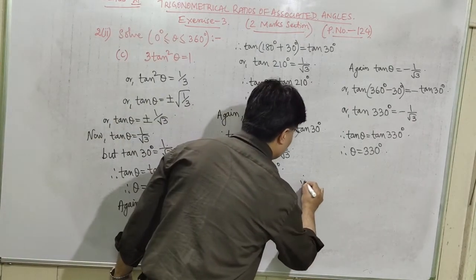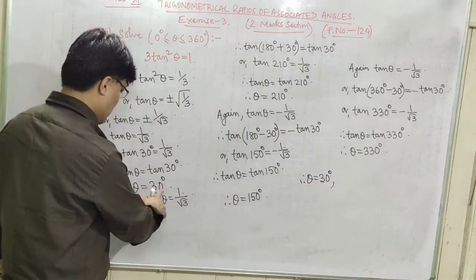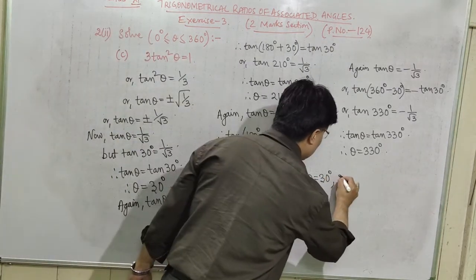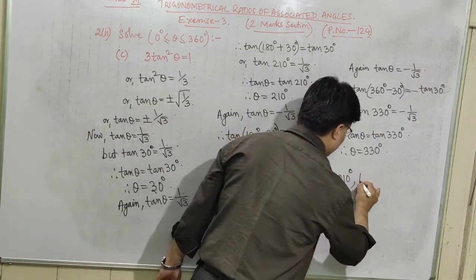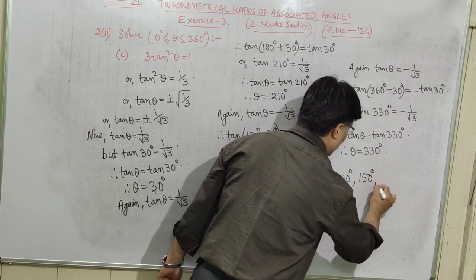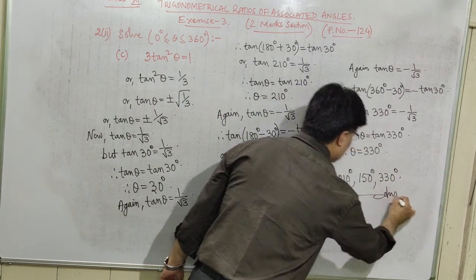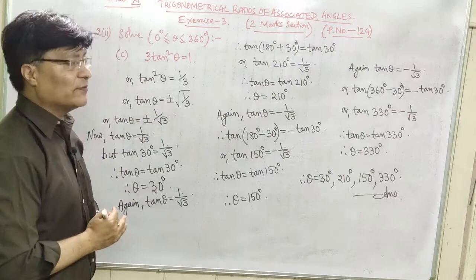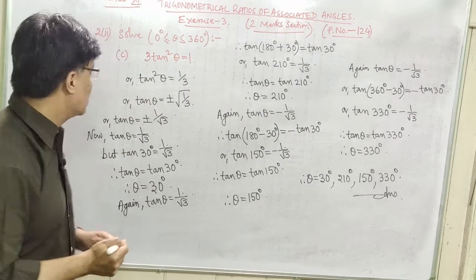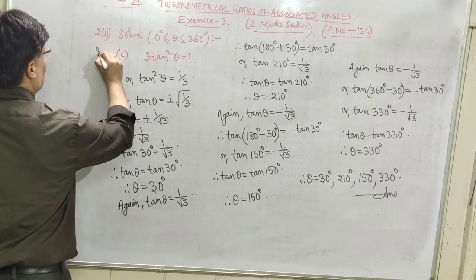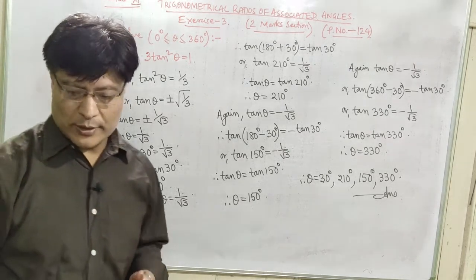So let us write here. First one is 30 degree. Second one is 210. Third one is 150 degree. And the fourth one is 330 degree. So these are the final answers. These are the values for theta. So I think you have understood it. This is a very, very important question. You can mark it. You can copy it. Now we'll do the next question.